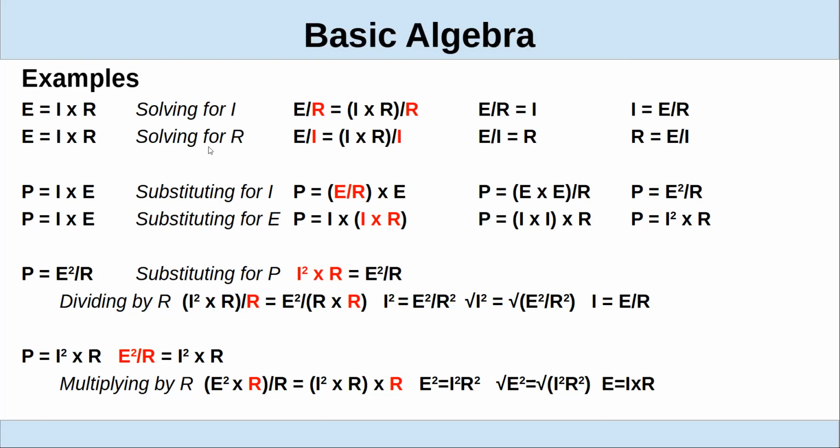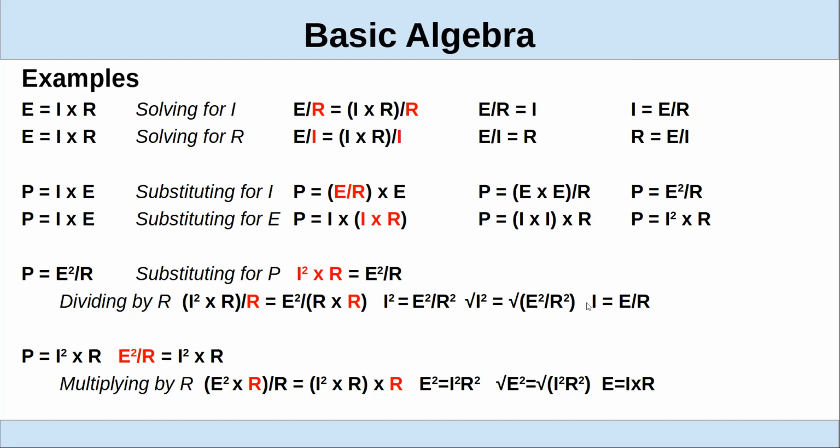Likewise, if I wanted to solve it for R, I divide both sides by I and do the cancellation here. And I come up with E over I is equal to R, or R is equal to E over I. And those are the three basic Ohm's law equations that you'll see.